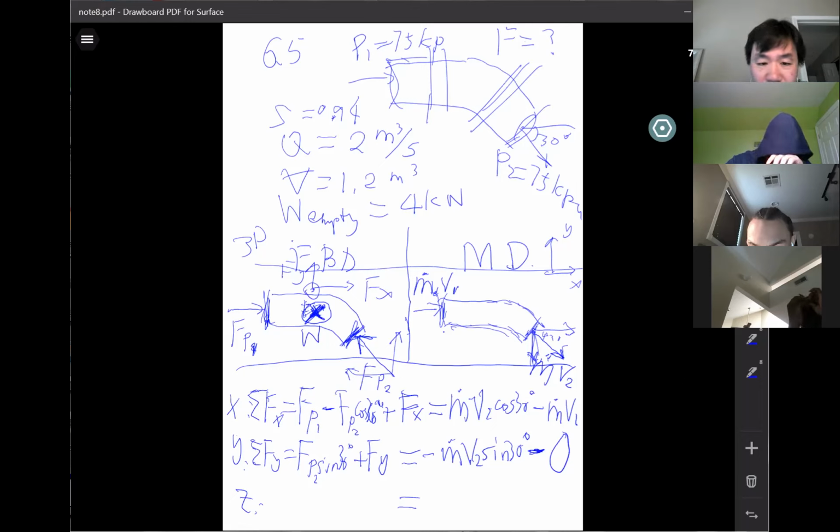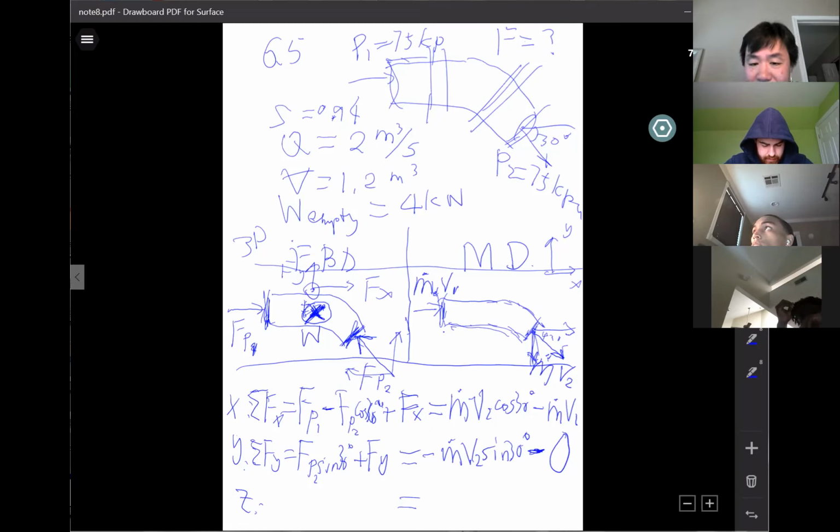Y direction, summation of forces. You have two forces in the Y direction: the supporting force to hold the vane, which is the unknown force Fy, then a positive Y component force from the Fp2, so sine 30 degrees Fp2. Momentum: there's no inlet momentum, so in the Y direction it's zero. Out momentum is going downward, and downward is the negative Y direction. That's why it's negative m dot v2 times sine 30 degrees, which is the vertical component.